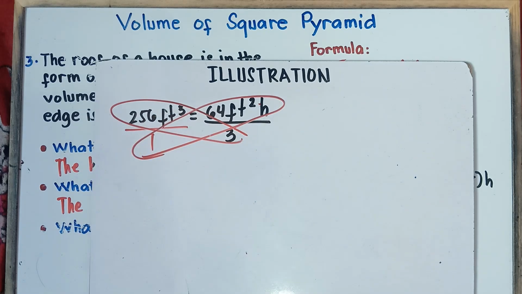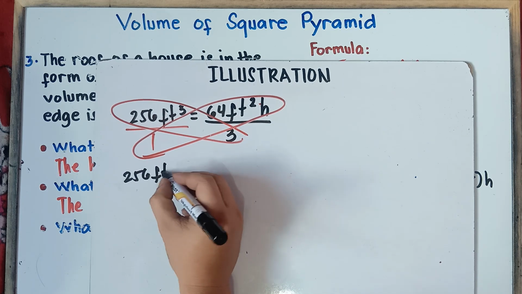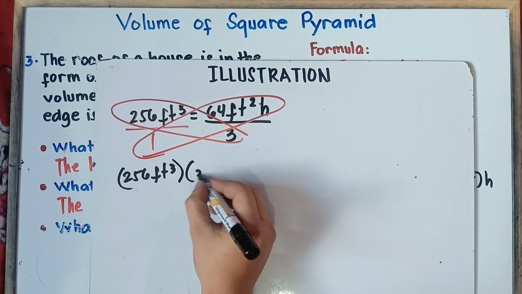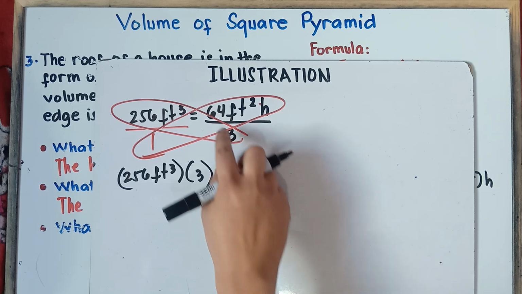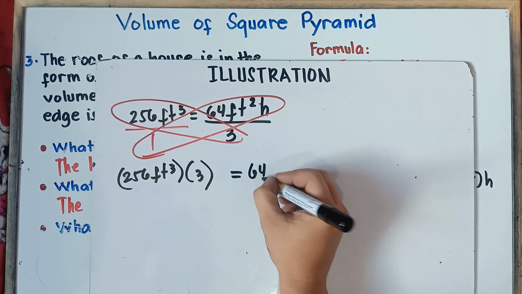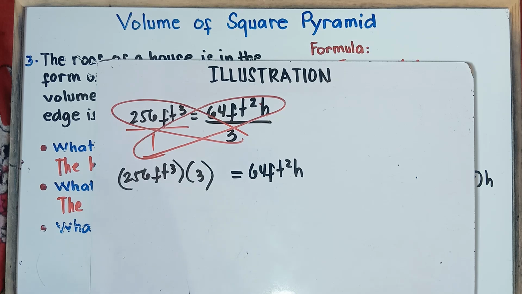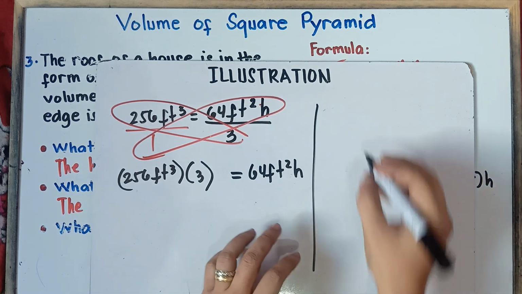Simply do cross multiplication. So this will be 256 cubic feet times 3 equals 64 feet squared H times 1. Simply copy 64 feet squared H. Okay, that's the first solution, class. Let's have the second solution.